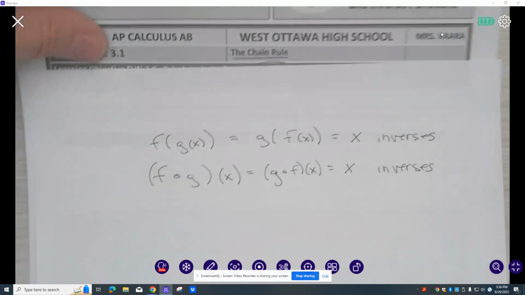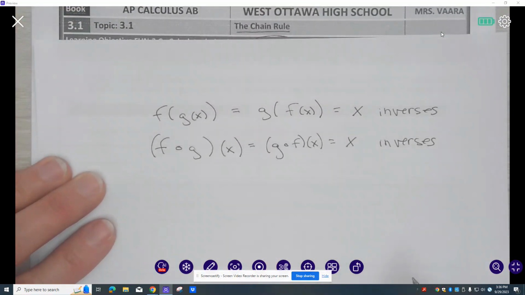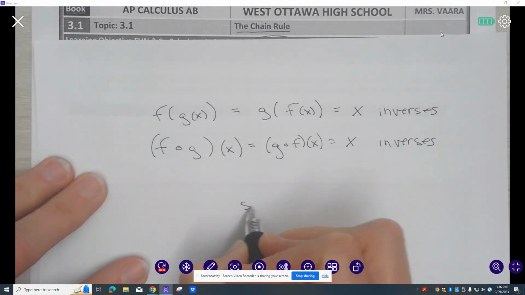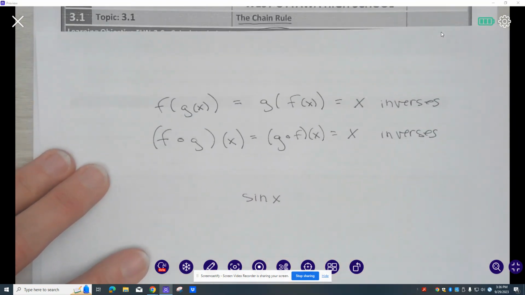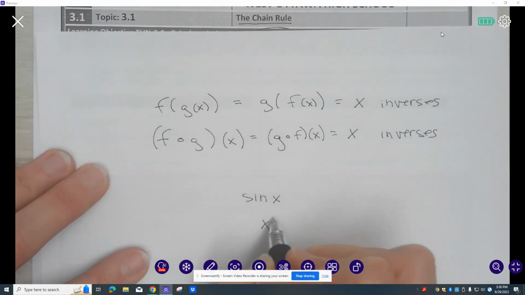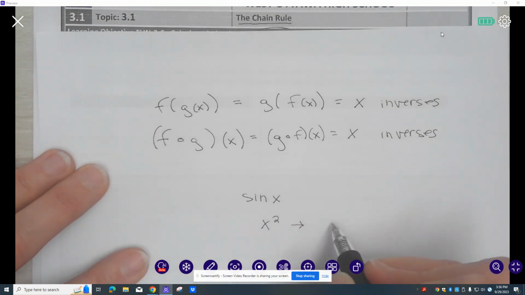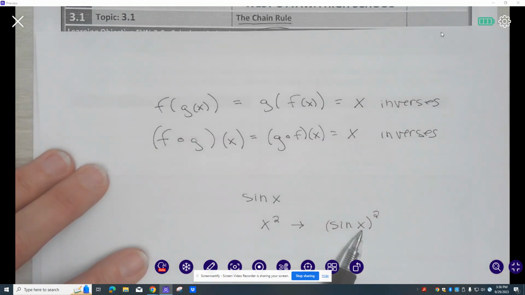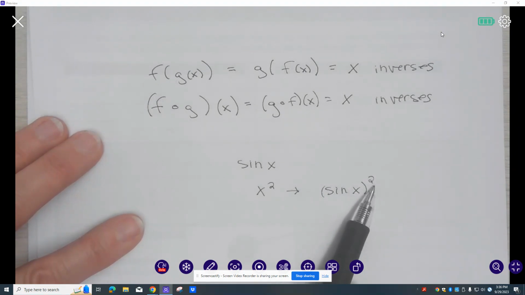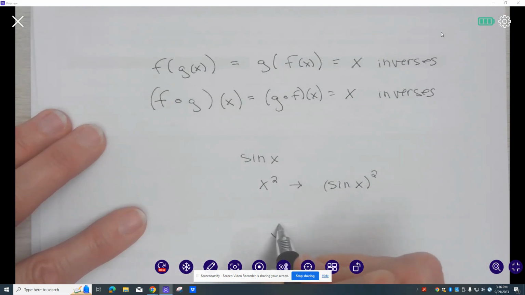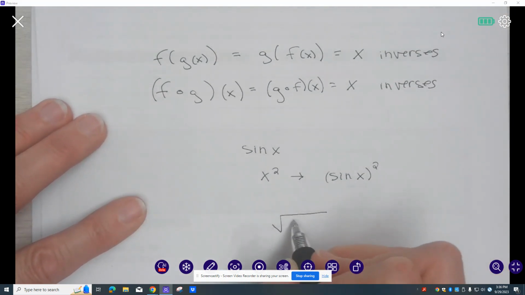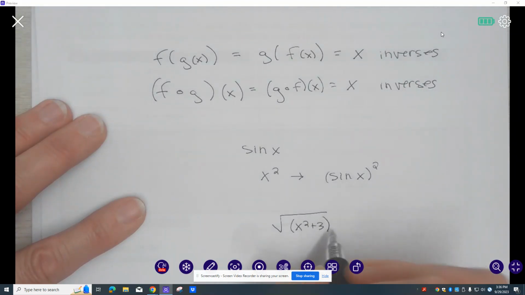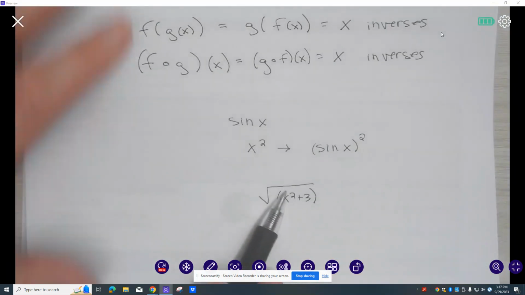So compositions, you can think of them like a function inside of a function. Sine of x is a function. X squared is a function. If I put sine of x inside of x squared, I'm going to get sine of x squared. So sine is on the inside, the squared is on the outside. Square root is a function, and x squared plus 3 is a function. So this is a composition.